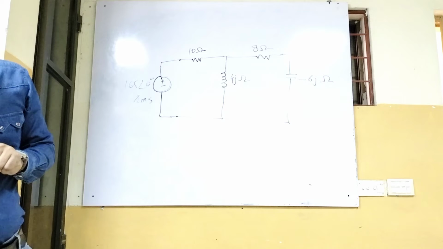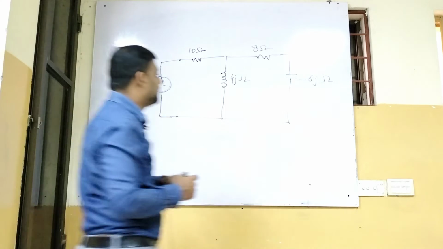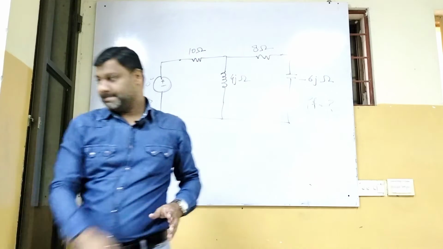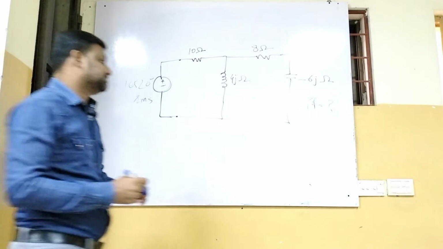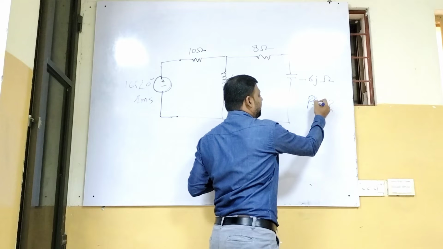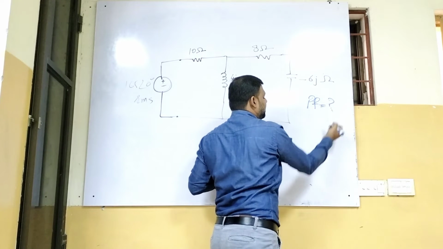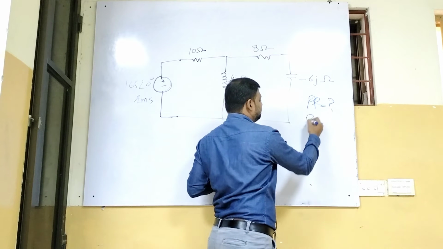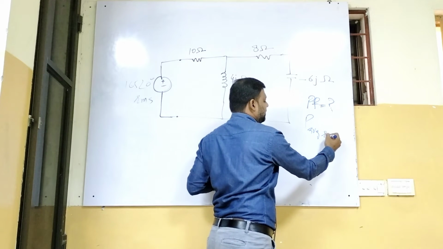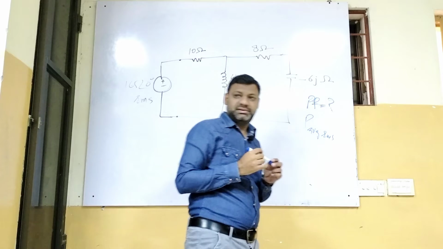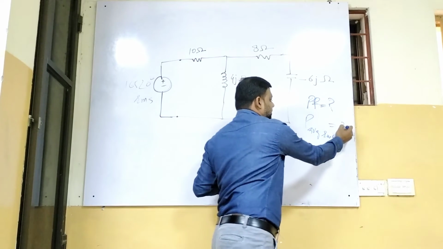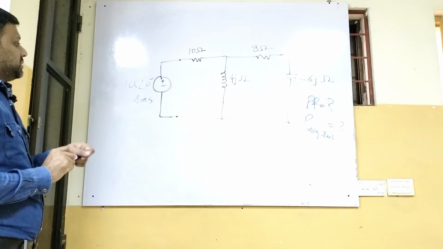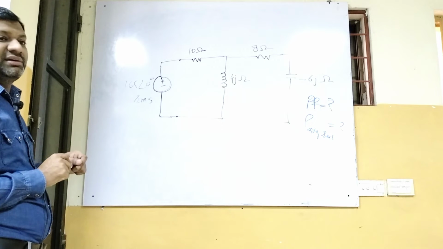So the first target: we have to find out the power factor and average power. The voltage will be squared, because the given is in I. Okay, so where to start?